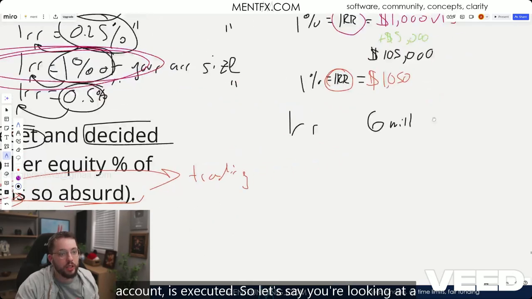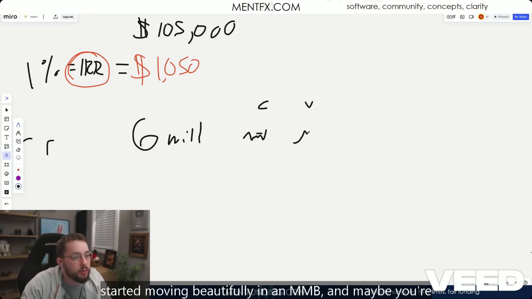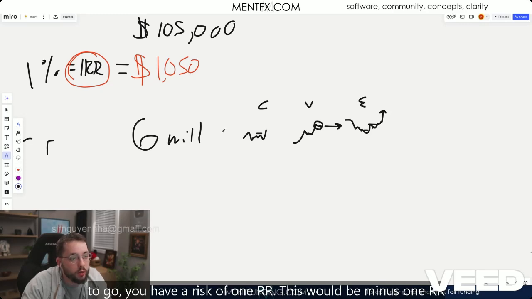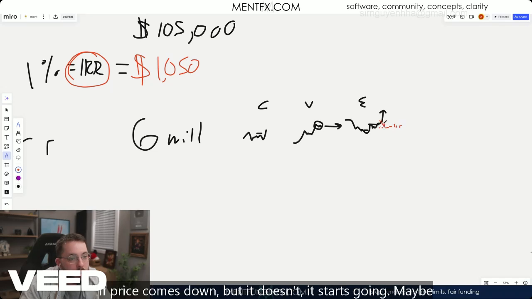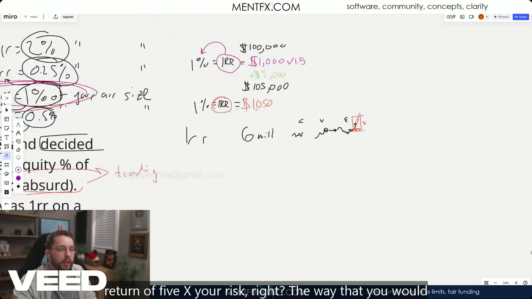is executed. So let's say you're looking at a trade. Let's say you have the C. Let's say it moves into an accumulation. Let's say you look at the V. The V's already started moving beautifully in an MMB, and maybe you're looking inside of here on the E for an entry, and you see price come down to the MAs, maybe start your accumulations, and you enter this trade right here, right? And price starts to go. You have a risk of 1 RR. This would be minus 1 RR if price comes down, but it doesn't. It starts going. Maybe it goes and stops you out here.